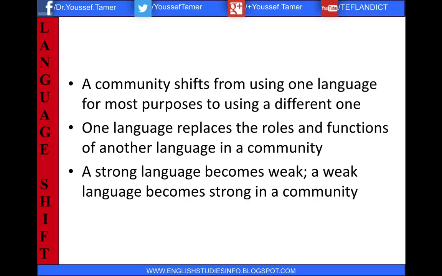Also in terms of language attitudes. Okay? In terms of language attitudes. Because when we talk about a strong language becoming weak, a weak language becoming strong in a community, how? Yeah, in terms of use and also in terms of attitude. Your attitude, okay, towards the languages that you are speaking.